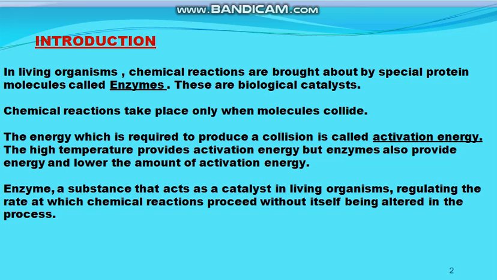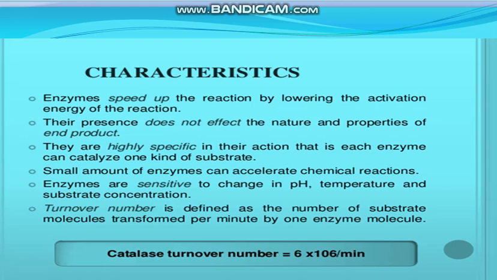So enzymes act as the catalyst in reactions going on in living organisms, and they increase the rate of chemical reaction without itself being changed in the process, and they remain the same at the end of the reaction. So this is enzyme. Then what are the characteristics of enzymes? As I told you, enzymes speed up the reaction by lowering the activation energy of the reaction, and their presence does not affect the nature and properties of the end product. So if enzyme is present during the chemical reaction, the end product will be the same. So there is no effect on the nature and properties of the end product.